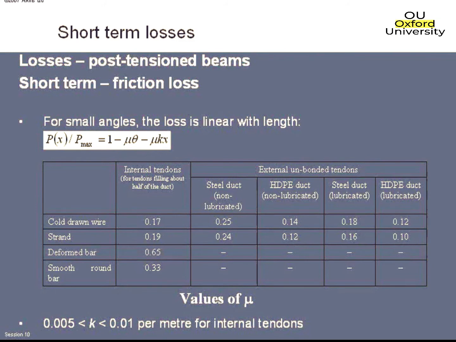Just before we look at those, the Eurocode gives you some ideas of what values to use for the friction coefficient. That's basically just reproduced in this table. So for different types of wire, cold drawn wire, strands, bars, smooth round bars, and for different conditions like steel ducts, HDPE ducts, lubricated steel ducts, or lubricated HDPE ducts, it gives you some ballpark figures that you can do your design with.